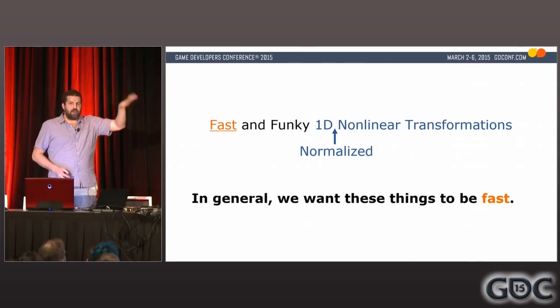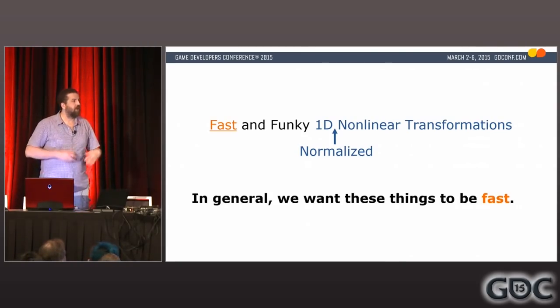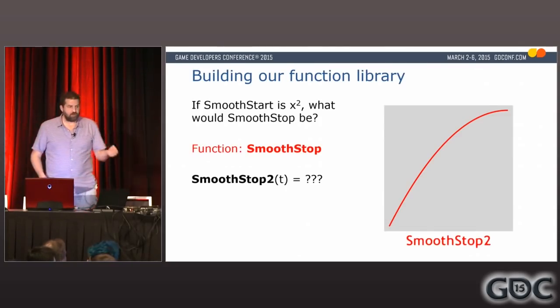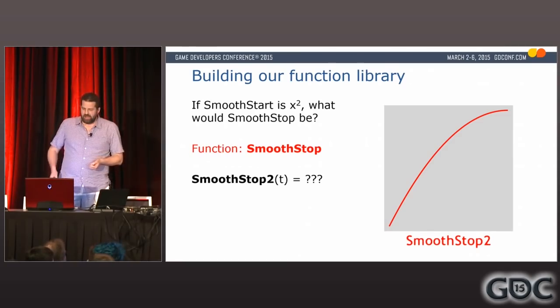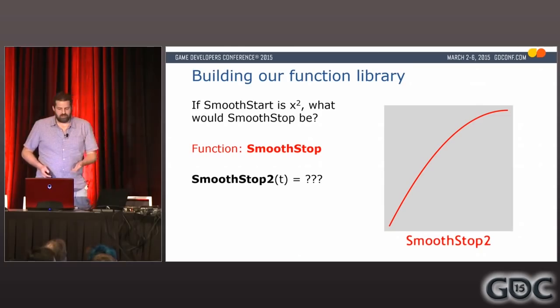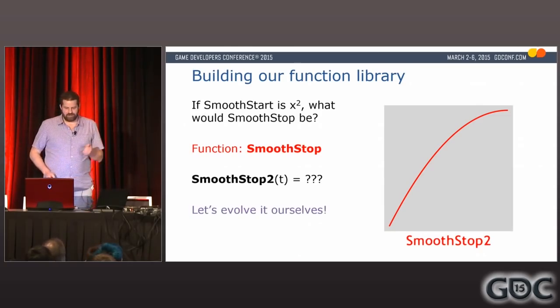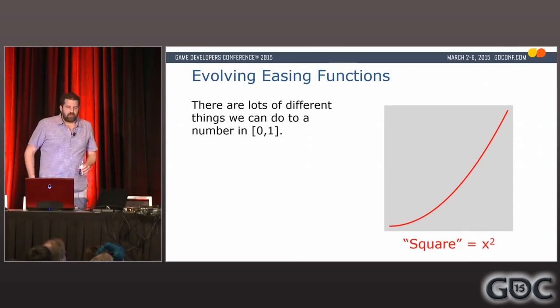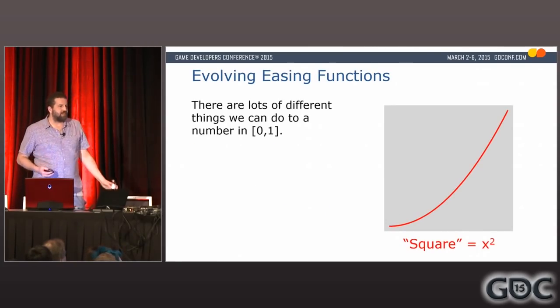And one of the things we want these to be is fast, right? Part of this is because we want to be able to say, sure, let's do that on a million particles, no problem, right? We want to just be able to willy-nilly have this as a ready-to-grab tool in our arsenal. So how do we go about building and discovering these new functions? Smooth stop is not going to be that complicated, but let's go through it and see if we can learn anything from it. So we have something in a 0 to 1 range.